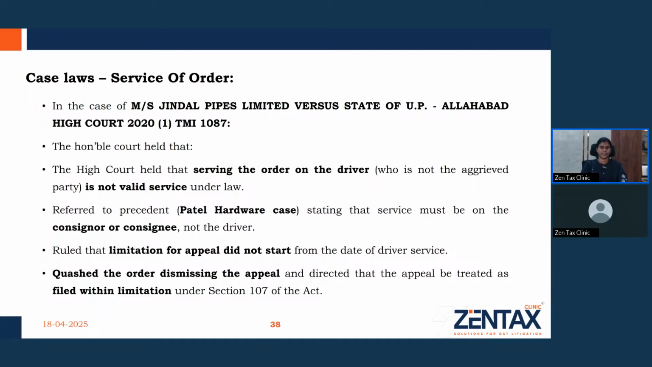Hence, the High Court has quashed the order, and ruled that the limitation for appeal did not start from the date of service of the order to the driver. They have quashed the appeal rejection and treated this appeal as a valid one, which was filed within the proper time.